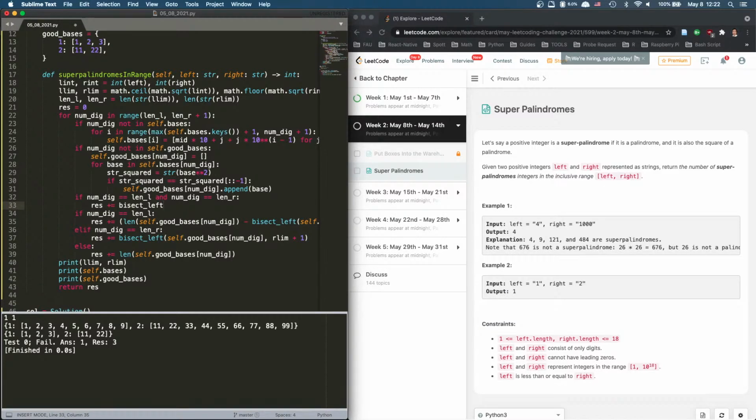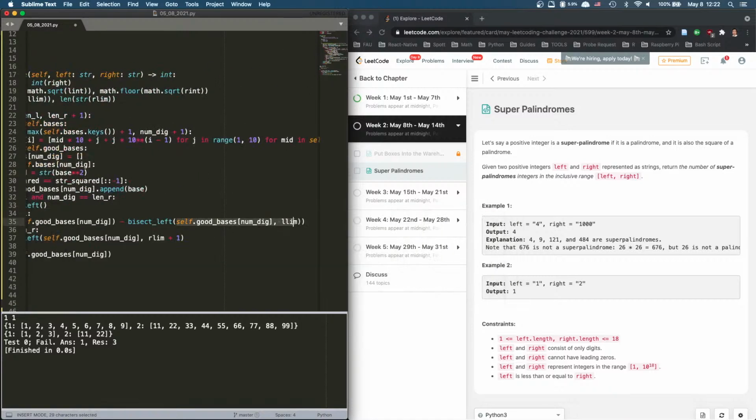Man, is it to the left or to the right? It's going to be here. So it's going to be bisect right. And what of the same? No, it's not bisect right. It's bisect left, because we want to include it. So it's going to be bisect left.